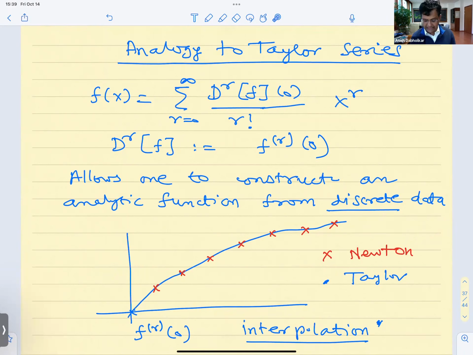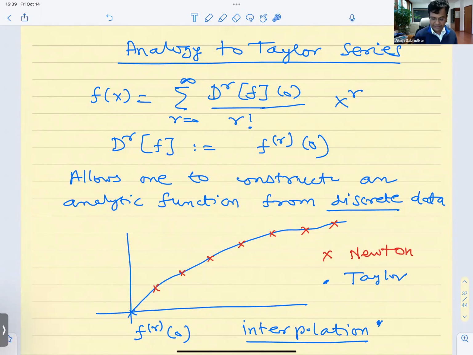Both allow you to construct an analytic function given discrete data. In the case of the Taylor series, you are given the derivatives, multiple derivatives, evaluated at the point 0, and it allows you to extrapolate the function all the way over here in its domain of analyticity. Whereas with the Newton series, you are given all these discrete points far away from 0, and it allows you to interpolate the function that will pass through all these points.